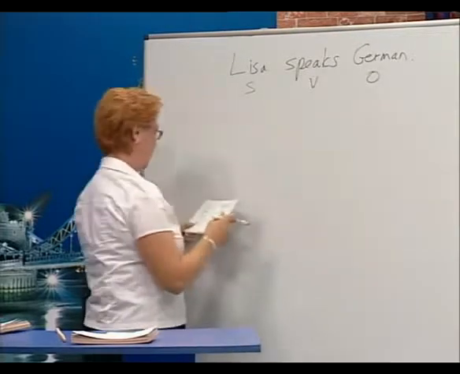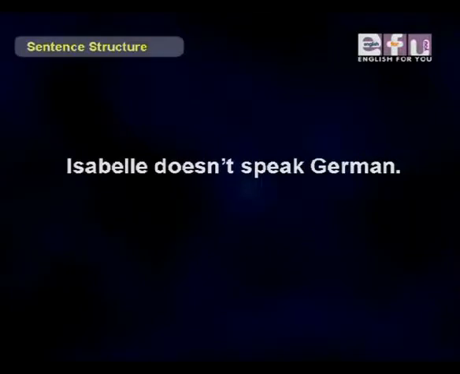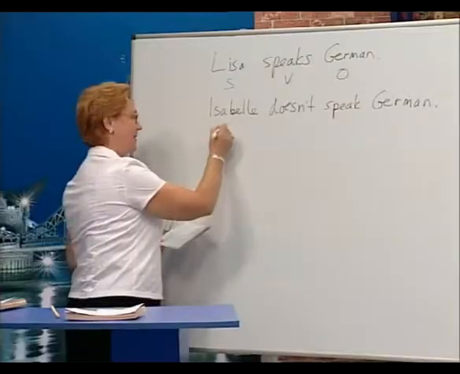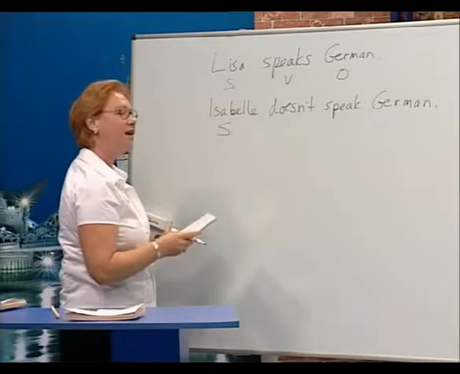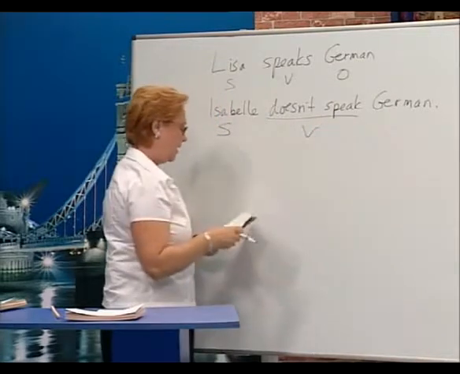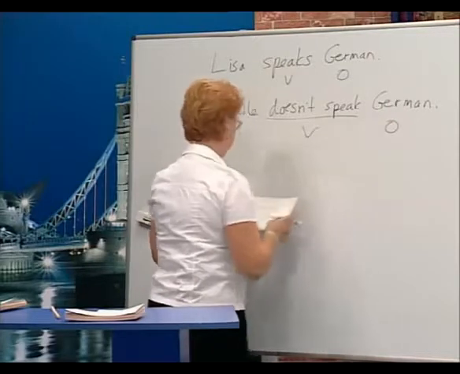Okay, here's another sentence. Isabel doesn't speak German. Okay, here we go. Isabel, what is the subject? Isabel. Okay, Ali, what's the verb? Doesn't speak. Yes, this is the verb, two words. And Lisa, what is German? The object. Yes, good.